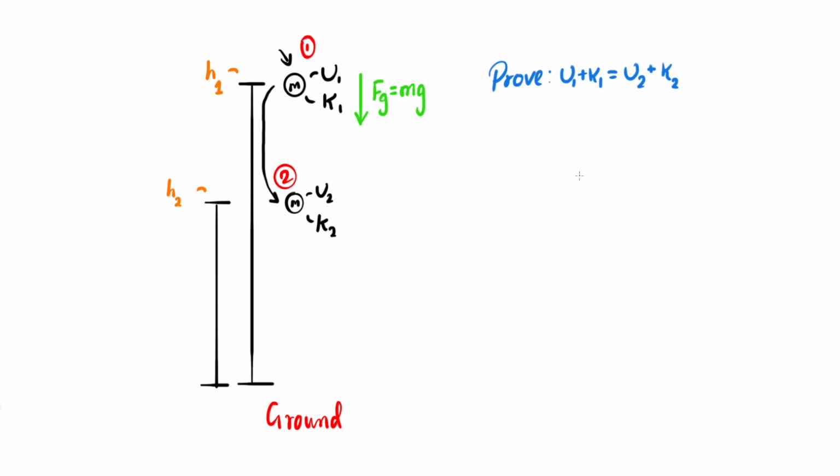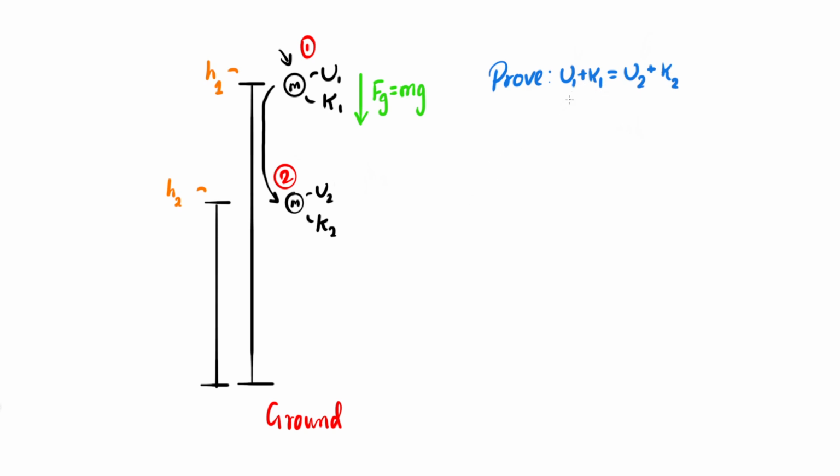In today's video, we are going to prove U1 plus K1 is equal to U2 plus K2, where the mechanical energy of this object at this height is equal to the mechanical energy of this object at this height. Mechanical energy is basically potential energy plus kinetic energy. We are dealing with gravitational potential energy here, and the kinetic energy is the normal kinetic energy that we all deal with, half mv squared.